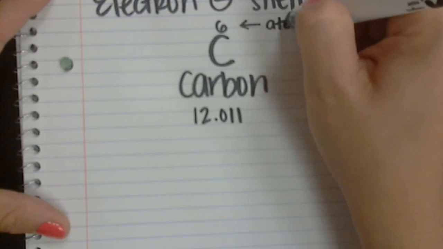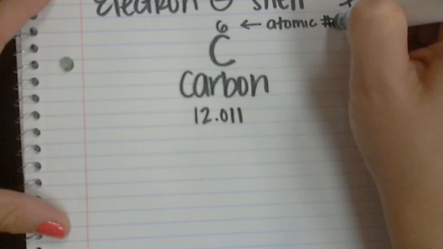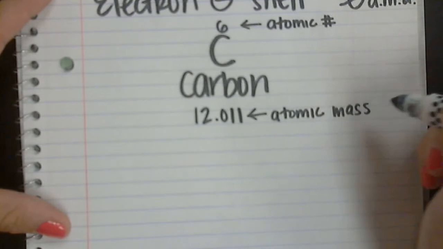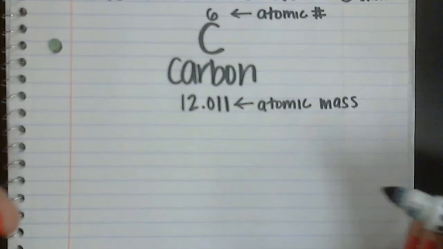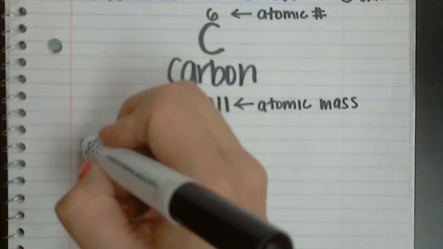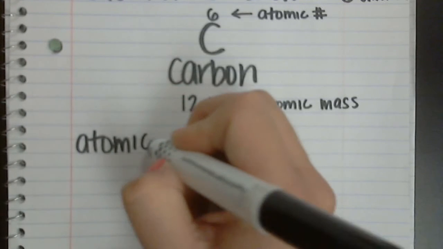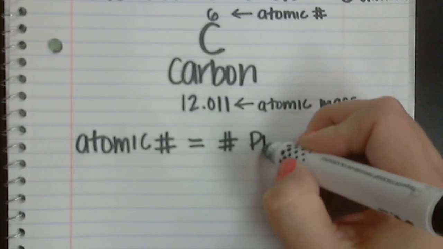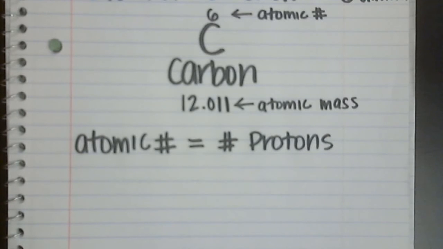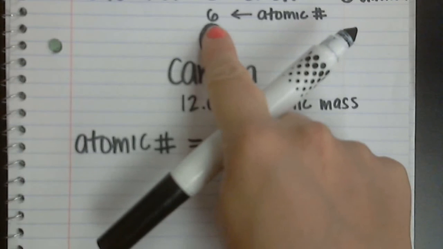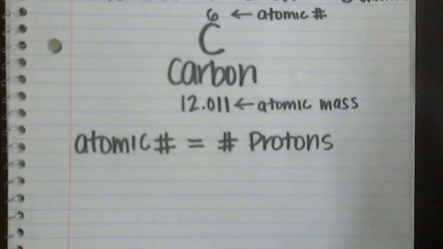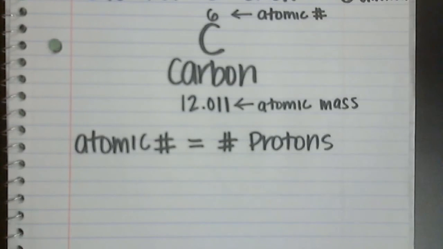This is our atomic number. This is our atomic mass. When we look at the atomic number and atomic mass, they mean specific things. Your atomic number is equal to the number of protons present in your atom. So if carbon has an atomic number of 6, that means there are 6 protons in every single carbon atom. Your atomic number will never change. If it does change, you've then changed the element.